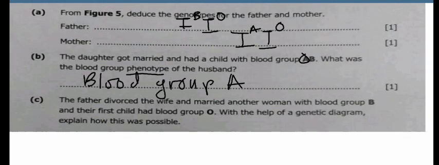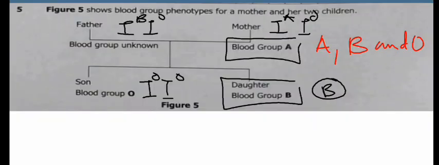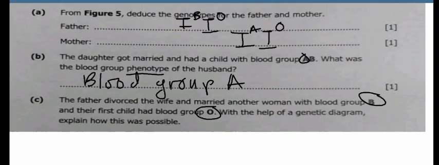Then as for question C, it is saying the father divorced the wife and married another woman with blood group B. And their first child had blood group O. With the help of a genetic diagram, explain how this was possible. So the woman is blood group B. And here they are having a child who is having blood group O. Remember, blood group O only exists as homozygous recessive. Now let's see the father, the blood group of the father. The blood group of the father is blood group B. Now heterozygous dominant one.